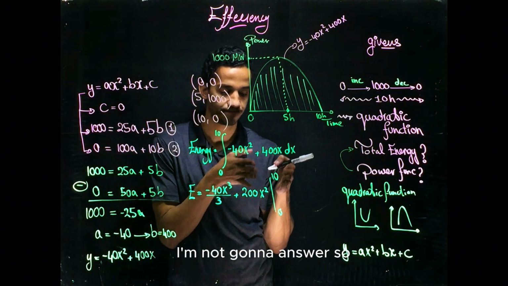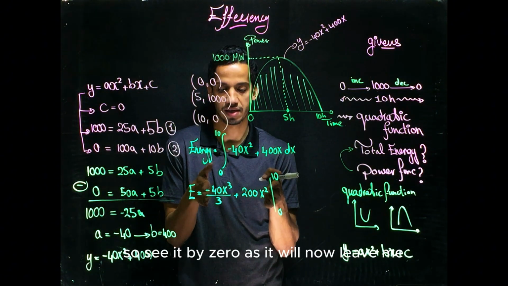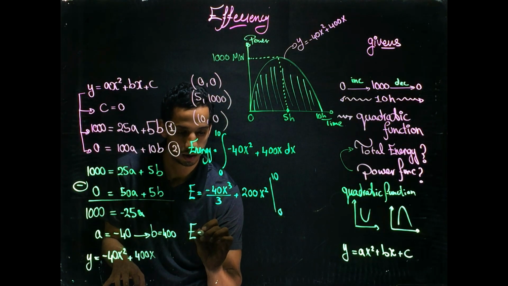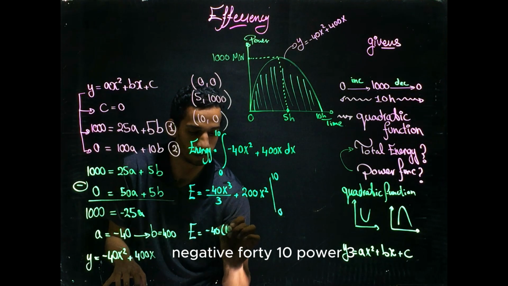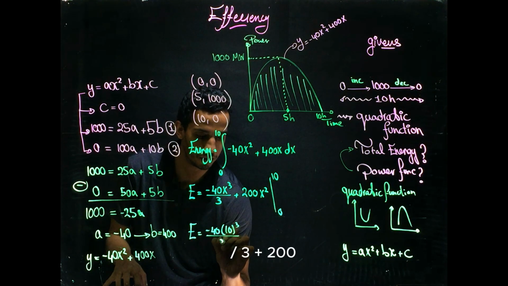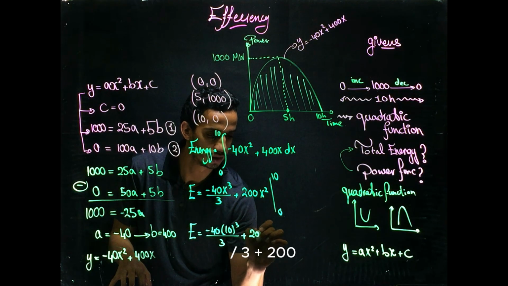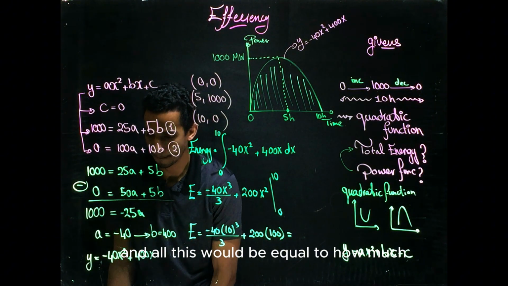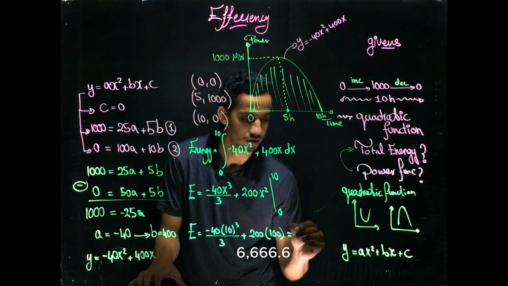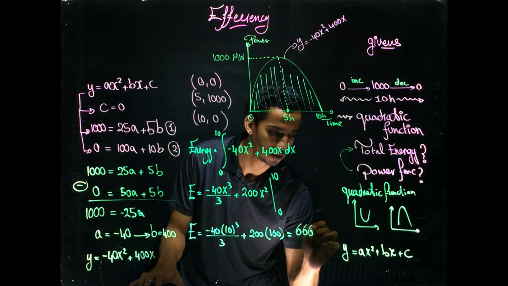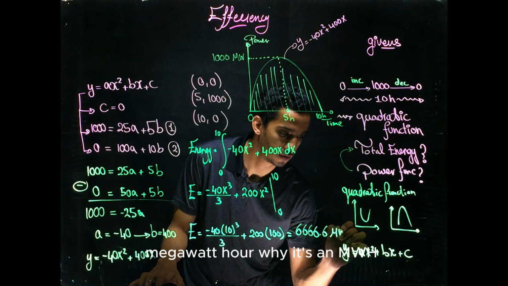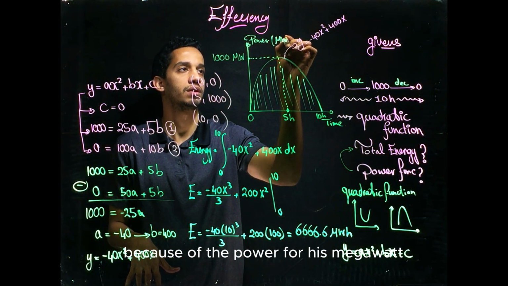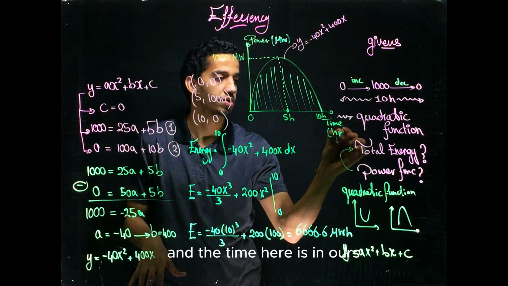I'm not going to substitute by 0 as it will leave me 0, so I'm going to put in the 10 and the energy will be negative 40 times 10 to the power 3 divided by 3, plus 200 multiplied by 100, and all of this will be equal to how much? 6,666.6 megawatt hours. Why is it in megawatt hours? Because the measuring unit of power here is megawatt and the time here is in hours.